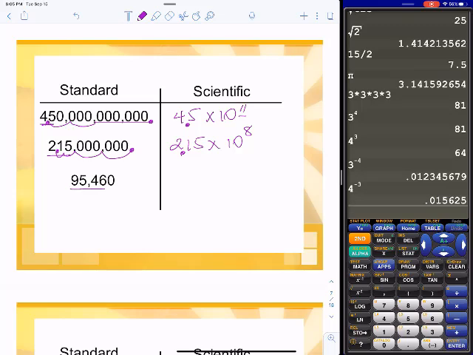Okay, let's see how you did. So the first thing, we write 9, 5, 4, 6. Now I need to put a decimal in this number so that that number is between 1 and 10. So the only place it could go is between the 9 and the 5. And then we write times 10. And now how many places did I move that decimal? Let's see, 1, 2, 3, 4 places. So we write it to the 4th power. And that's how you write big numbers in standard form in scientific notation.